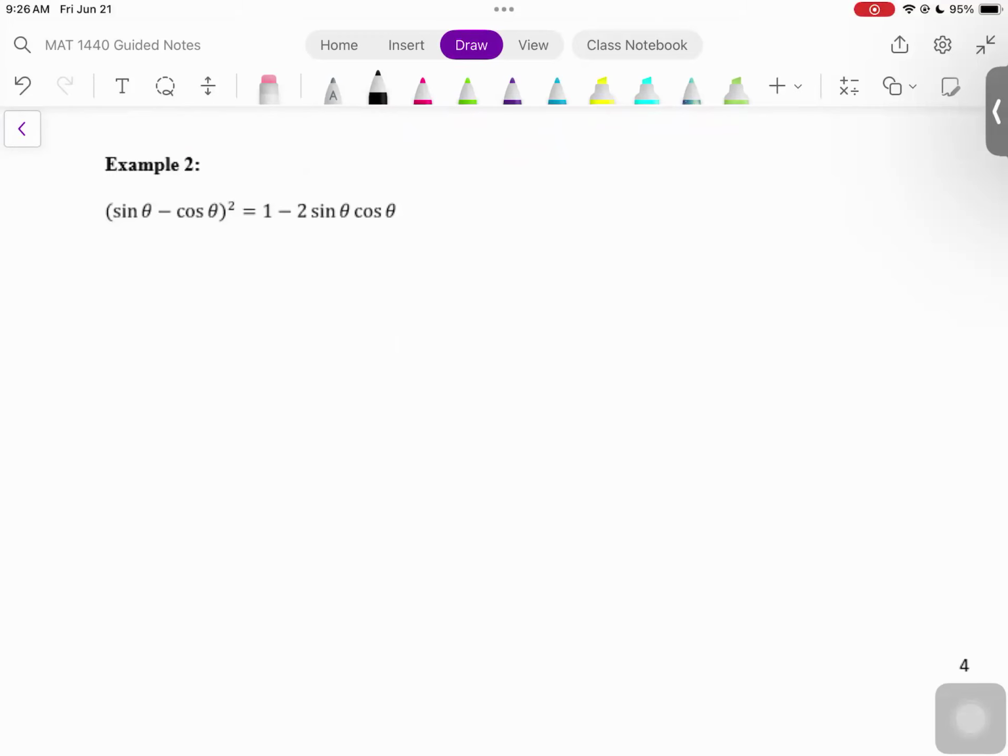Our next example, we have the quantity sine theta minus cosine theta squared equals 1 minus 2 sine theta cosine theta. If I think about which side to work with, looking at the right side, 1 minus 2 sine theta cosine theta, I don't really have anything that I can use for that 2 sine theta cosine theta, so I'm not really sure how to change that. So because I'm not sure how to change or manipulate it, I'm going to work with the left-hand side because I can see that right off the bat, I can do something.